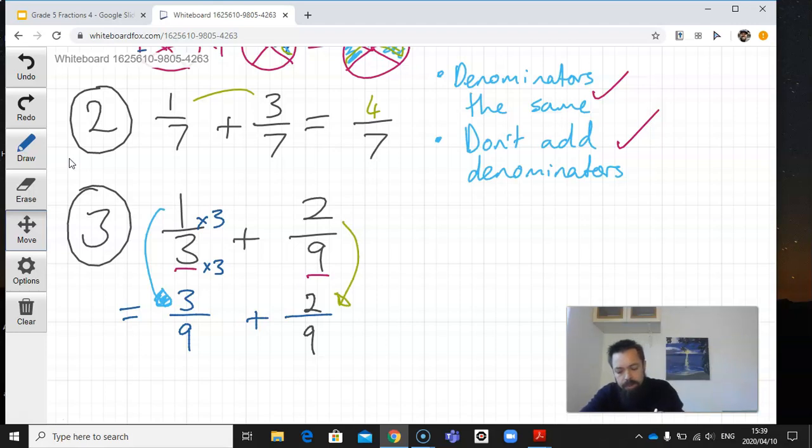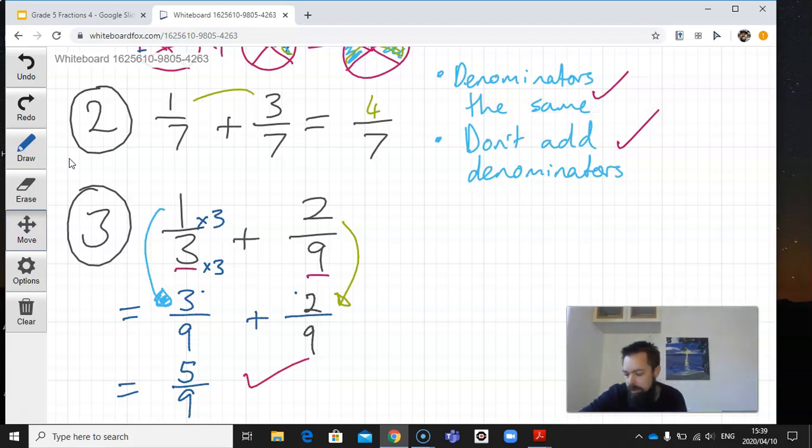I now have two fractions that both have a denominator of 9, and that allows me to add them because my first rule is ticked. Now it works like the ones we did before. We don't add the denominators, we do add the numerators. So 3 plus 2 is 5. And there's your answer. Just like that.